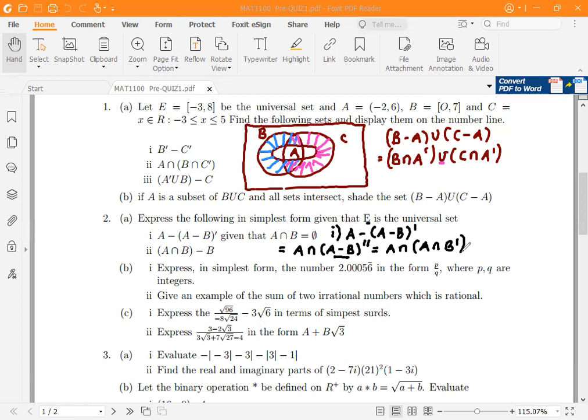Now, we are told that A intersection B is empty. So we can go on and distribute. When we distribute, we are going to have A intersection A, and A intersection B complement.